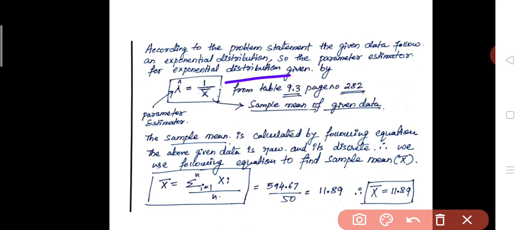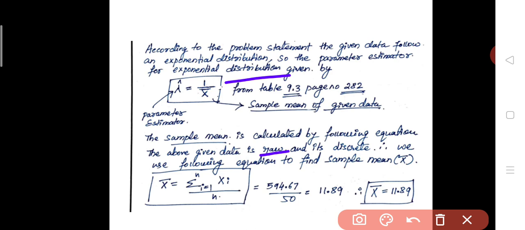This is obtained from the table, where x bar is the sample mean of the given data. The sample mean is calculated using the following equation. The above given data is raw data. The data is not grouped into frequency intervals. Therefore, the equation we will use for finding the sample mean is x bar equal to summation i equal to 1 to n of xi divided by n.